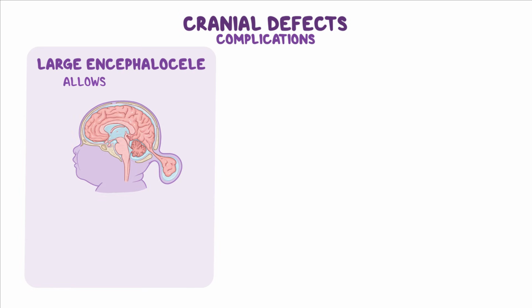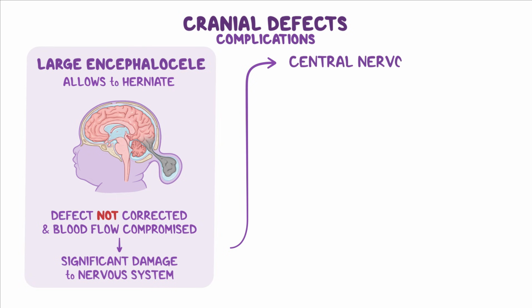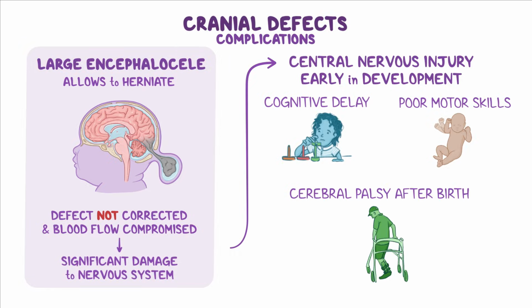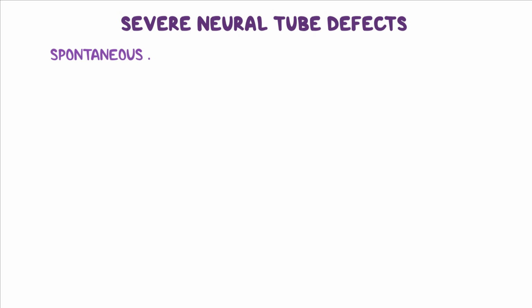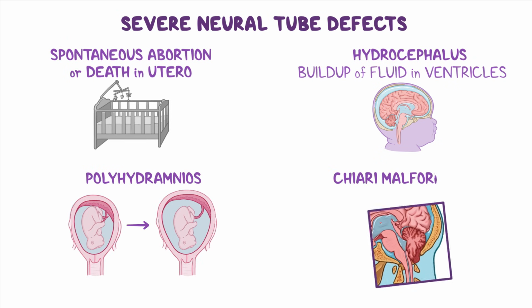Now, large defects come with a series of complications of their own. For example, a large encephalocele allows the structures in the region to herniate, and if the defect is not corrected and blood flow compromised, it can cause significant damage to the nervous system. Subsequently, central nervous injury early in the development of the embryo can result in cognitive delay, poor motor skills, or cerebral palsy after birth. In some cases, severe neural tube defects can also cause spontaneous abortion or death in utero, hydrocephalus or buildup of fluid in the brain ventricles, polyhydramnios, and the Chiari malformation.